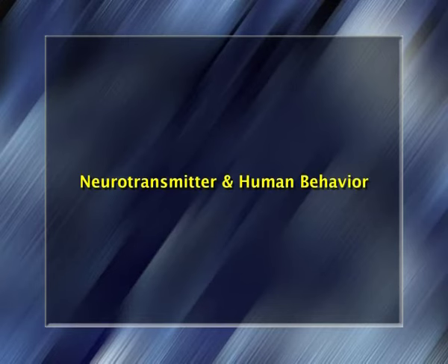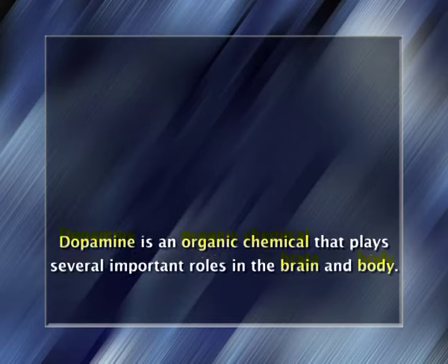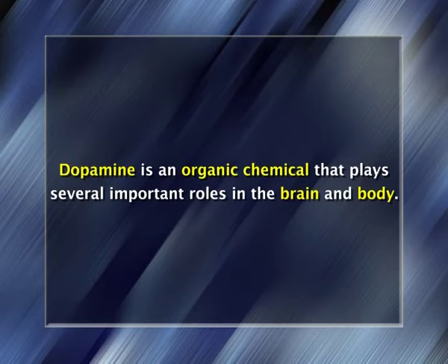Now, the neurotransmitters and human behavior. Dear students, dopamine is an organic chemical that plays several important roles in the brain and body. In the brain, dopamine functions as a neurotransmitter, a chemical released by neurons to send signals to other nerve cells. The brain includes several distinct dopamine pathways, one of which plays a major role in reward-motivated behavior.